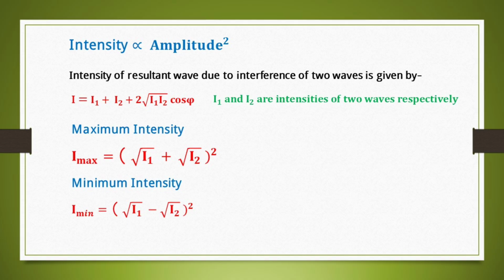Intensity is directly proportional to the square of amplitude. The intensity of the resultant wave due to interference of two waves is given by I equal to I1 plus I2 plus 2 root I1 I2 into cos phi. Here I1 and I2 are the intensities of the two waves respectively. In this condition, the maximum intensity will be I max equal to root I1 plus root I2 whole square, and the minimum intensity will be I min equal to root I1 minus root I2 whole square.